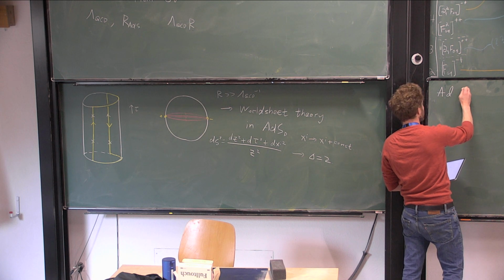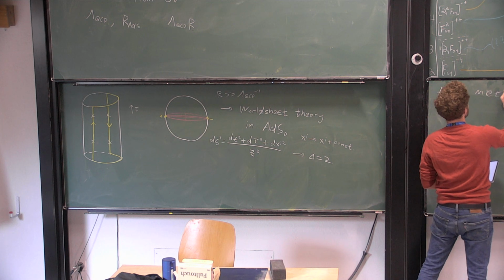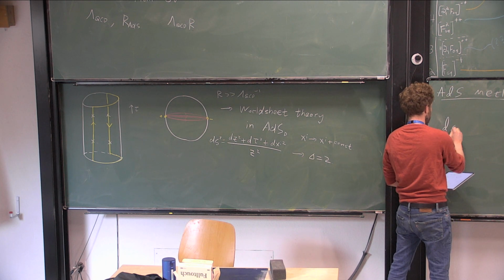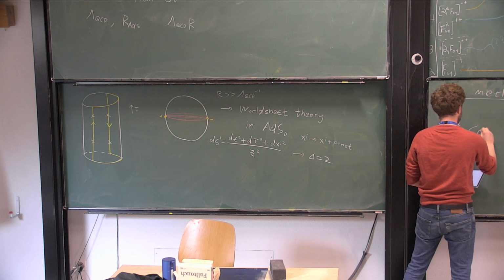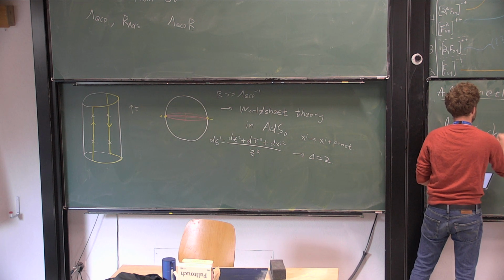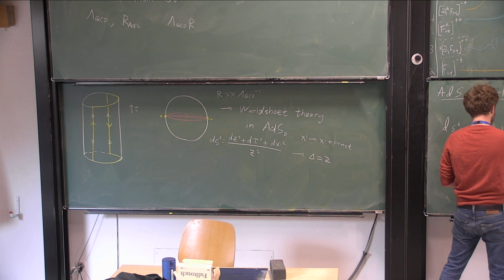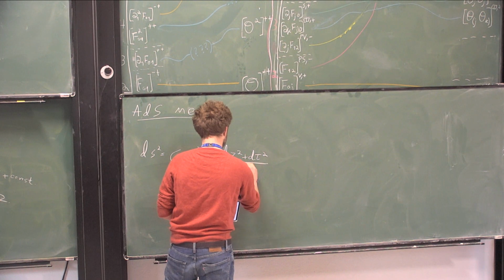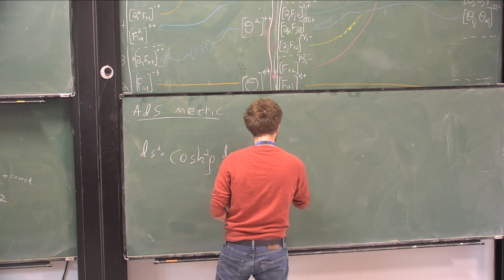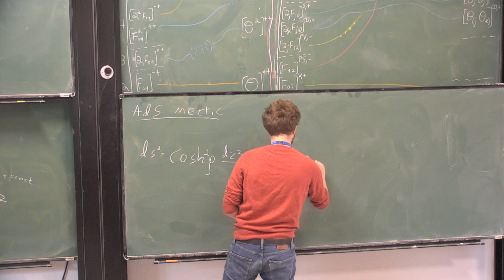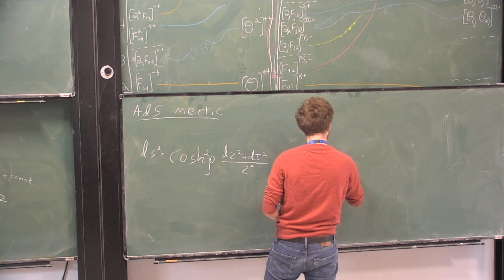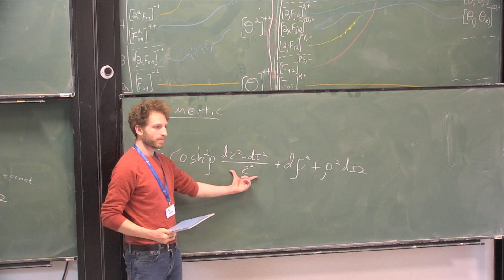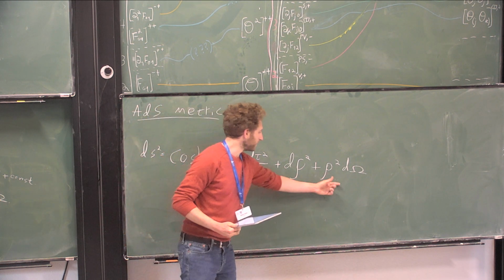So we can write the AdS metric in this way: ds squared equals cosh squared rho dz squared plus dρ squared over z squared plus sinh squared rho squared dΩ. Now this is AdS2, right? And this is the rest of the AdS.